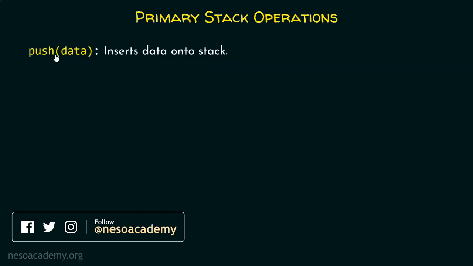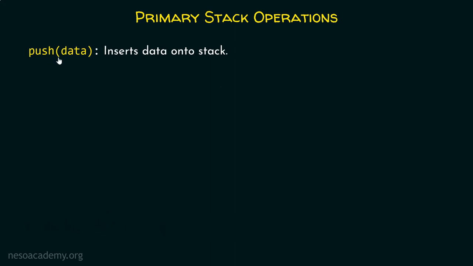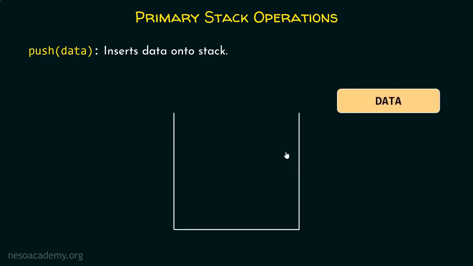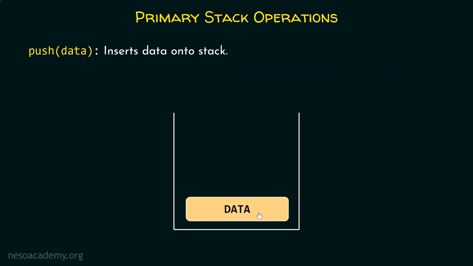Let's look into one primary operation, that is push operation, which actually allows us to insert data onto stack. So imagine a stack like this, a glass jar, okay? And this is the data I want to insert inside the stack. So I'll simply use this push operation, and I can simply insert this data inside the stack. This is how it will get inserted. So imagine a data is placed over here and we just want to move this inside the stack. Then we have to call this push operation. It will simply insert data onto stack, okay?